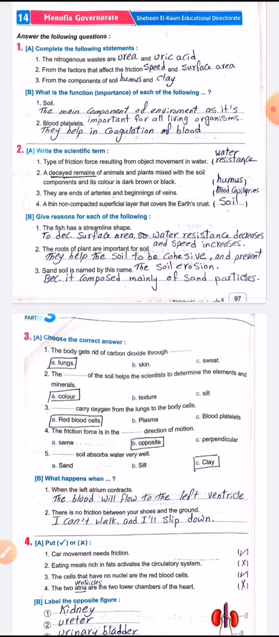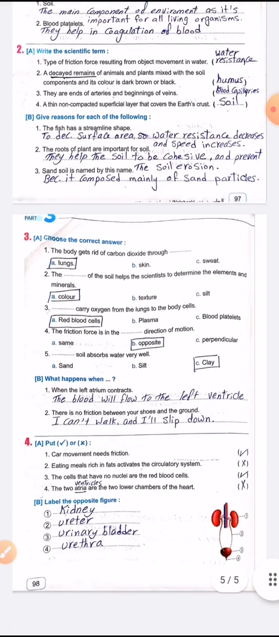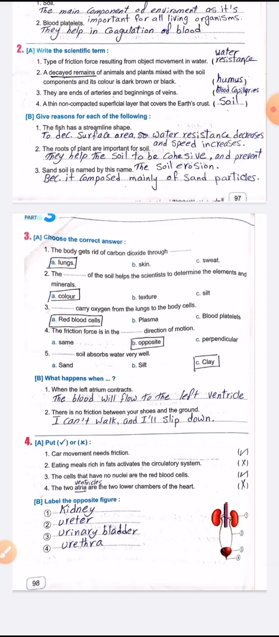Number 3, sand soil is named by this name. Why sand soil is named by this name? Because it composed mainly of sand particles. Question number 3. Choose the correct answer. The body gets rid of carbon dioxide through lungs.